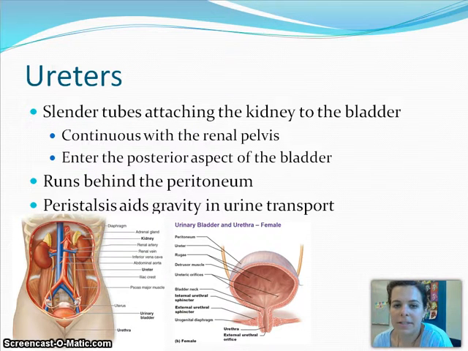So your ureters extend from the kidney to the bladder. They come from the renal pelvis and they enter to the back side of the bladder. It runs behind the peritoneum, and peristalsis, so actual moving of the urine, aids gravity when urine is transported.